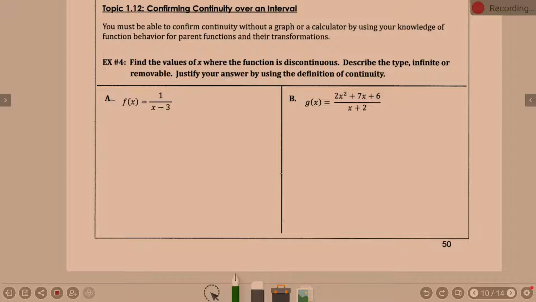So, honestly, I feel like this right here is a pre-calc preview. Technically, it even goes back a little bit to Algebra 2. You guys didn't really remember a lot of it from Algebra 2, but I first introduced this back in Algebra 2. So, find values of x where the function is discontinuous. Describe the type, infinite or removable. Justify your answer by using the definition of continuity.